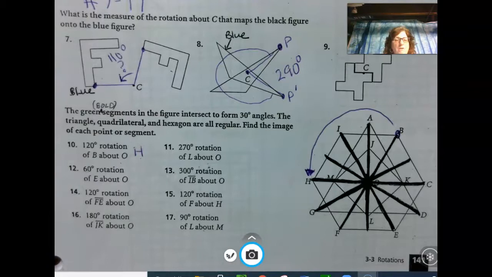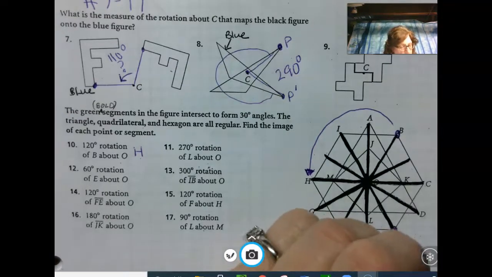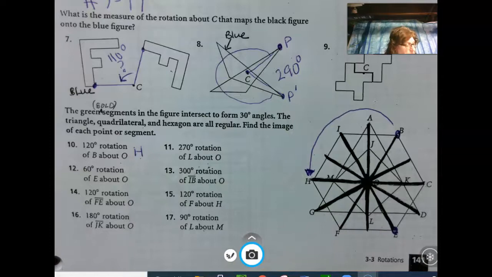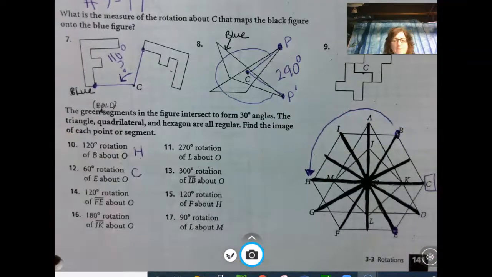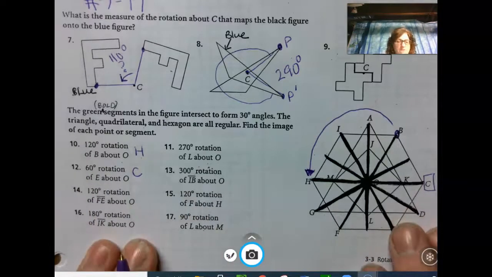Now if I do a 60 degree rotation of E about point O, where's E? Let's find E. E is right here. And I want to go 60 degrees. So that's going to be 2 stops, and I'm going to end up at C. So my answer is C. That's how you go about doing those. So you're going to finish the rest of these for homework.